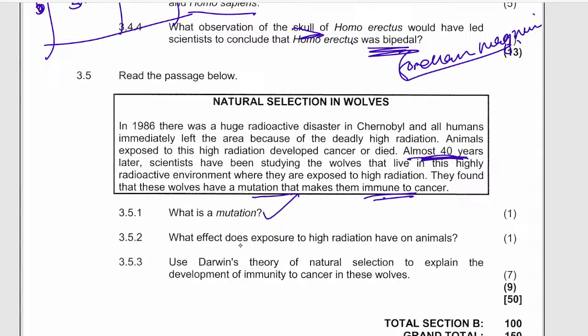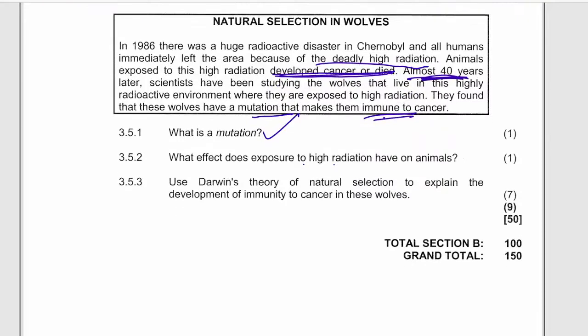What effect does exposure to high radiation have on an animal? Here they talked about it: deadly high radiation, and the animals exposed to this develop cancer. Yes, it will lead to the development of cancer or death. Using Darwin's theory of natural selection, explain the development of immunity to cancer in those wolves. So what are you supposed to talk about here?